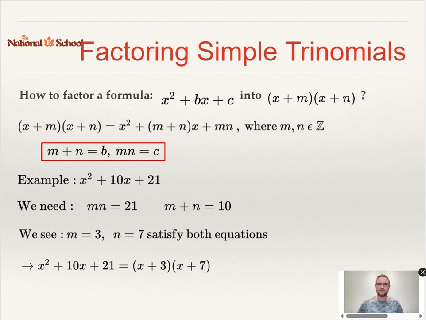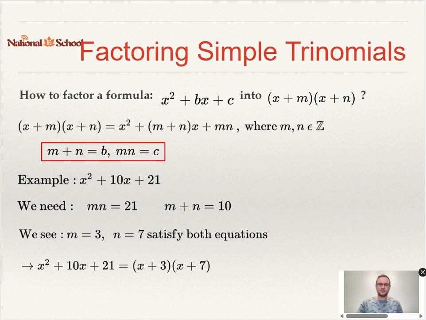So we want to rewrite that in the form x plus m times x plus n. So the product of two binomials. So how do we do that? Well, if we use the distributive property on x plus m times x plus n, we can see that we get a trinomial, and we can identify the sum of m and n as the variable b, and the product of m and n as the variable c. So all we have to do is find the numbers m and n such that they satisfy those two equations. And then we can very easily rewrite our trinomial as a product of binomials.